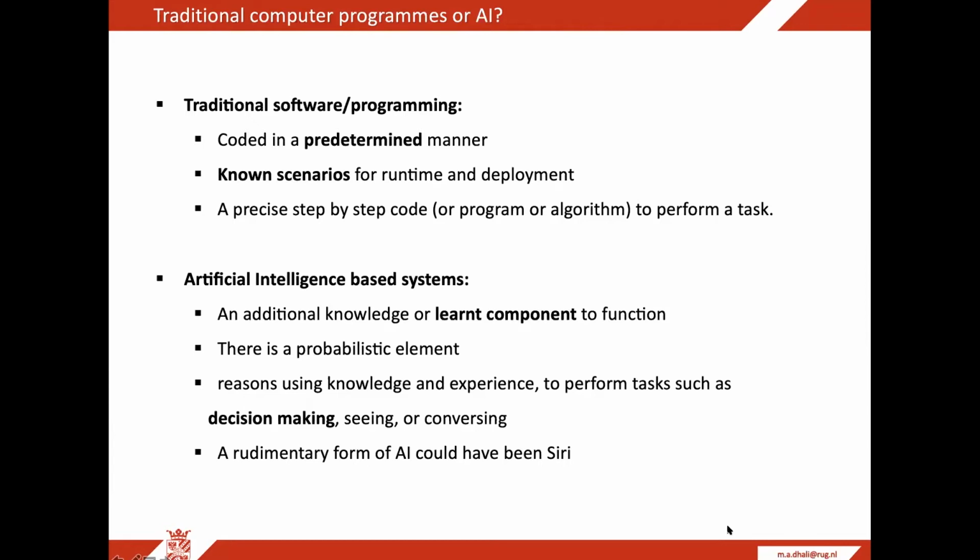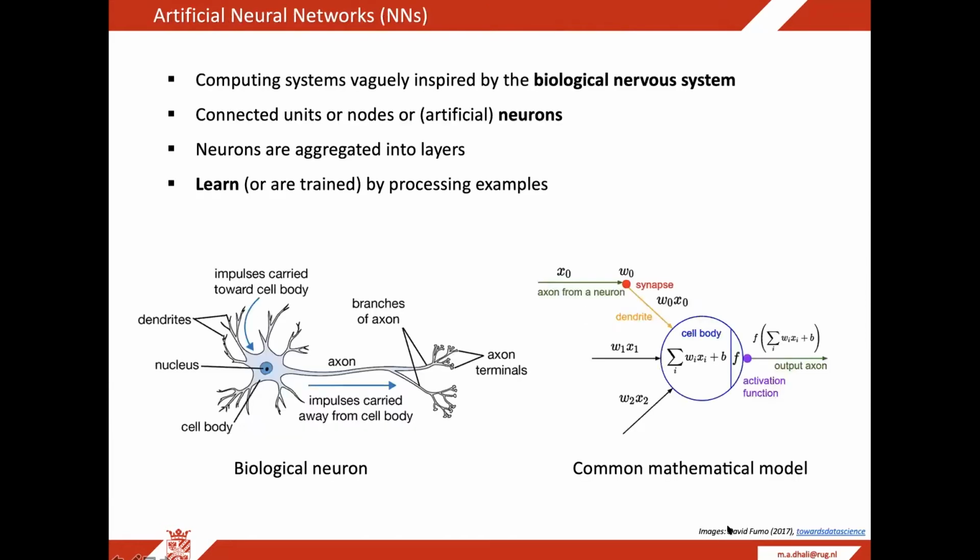But AI is a bit different. It has a learned component, like how a human is learning, and it also takes into account decision making and seeing. It's vague, I know, but you can say that an artificial intelligence based system is experiencing what is going on like a human, but in a mathematical way. So how do you design them? Basically, you design them mostly on how the biological nervous system works.